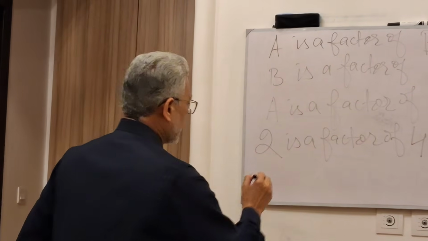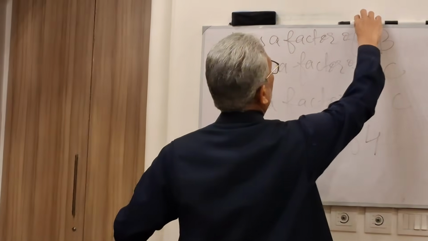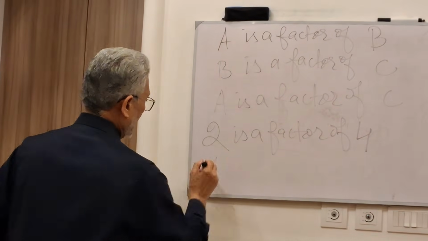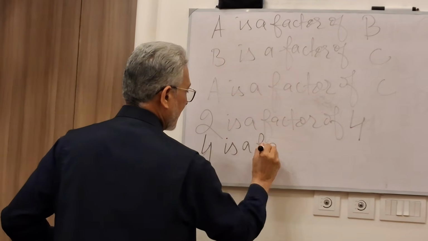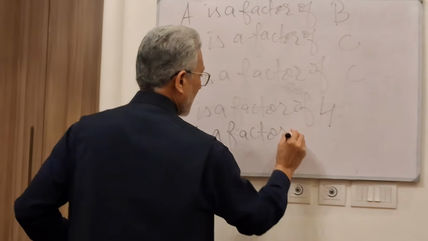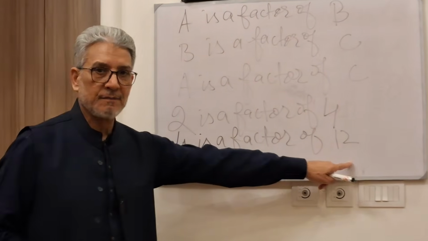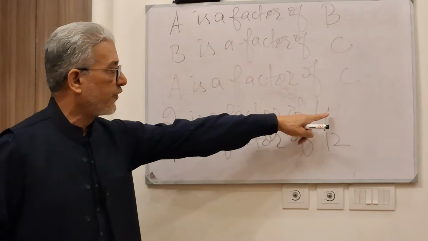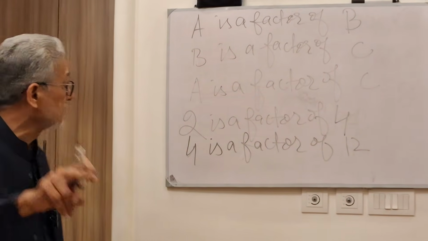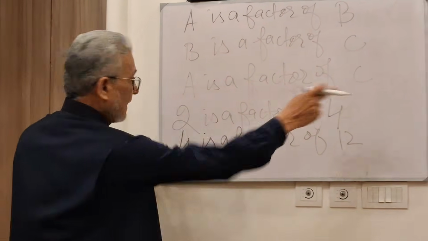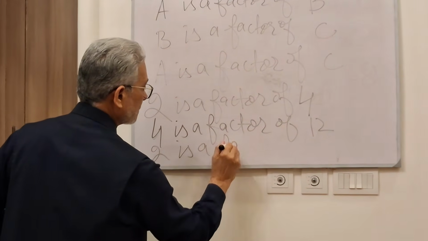And you know that 4 is a factor of 12. You know, 4 is a factor of 12. 2 is a factor of 4 and 4 is a factor of 12. Therefore, 2 is a factor of 12.